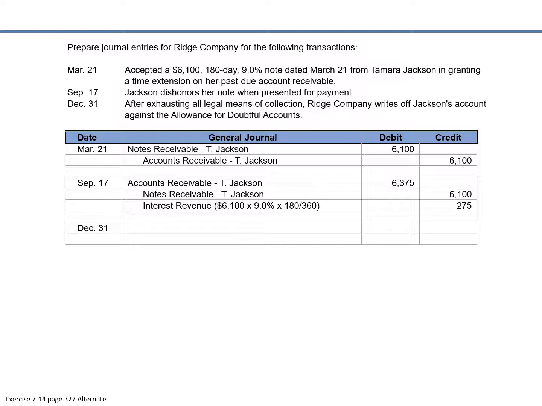Then on December 31st, when they exhaust all means of collection and they write it off, they're going to write it off against the allowance. So we're going to reduce our allowance with a debit of $6,375, and we're going to reduce our accounts receivable with a credit of $6,375. Okay, hopefully you did well on that one.